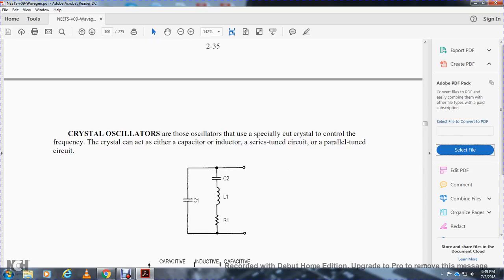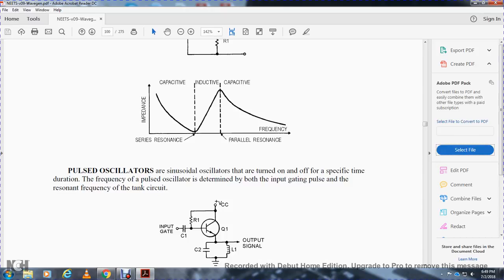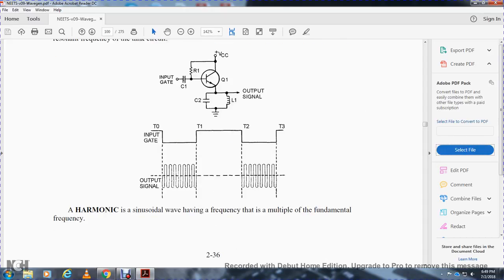Crystal oscillators use a specially cut crystal to control the frequency. The crystal can act as either a series-tuned or parallel-tuned inductor-capacitor circuit. A pulse oscillator is a sinusoidal oscillator that is turned on and off for a specified time duration. The frequency of the pulse oscillator is determined by both the input gating pulse and the resonant frequency of the tank circuit.